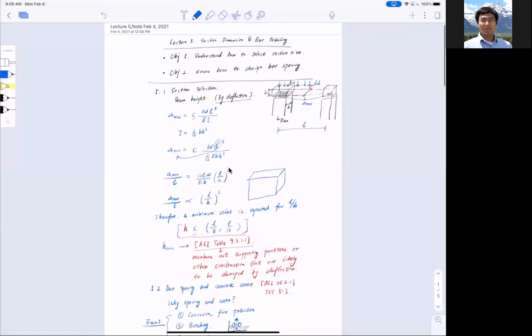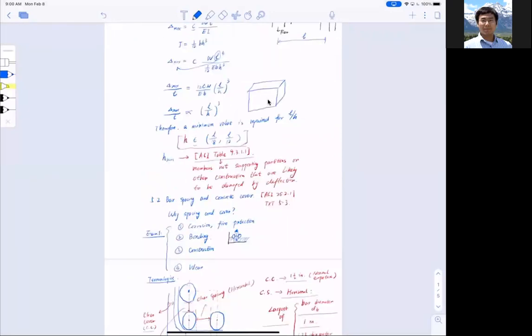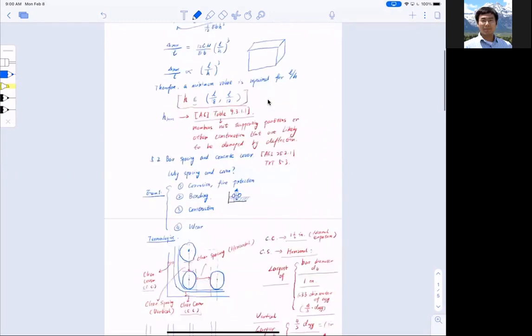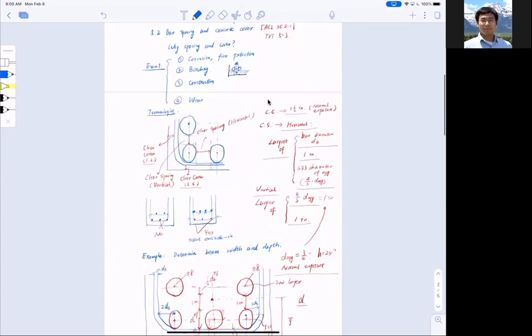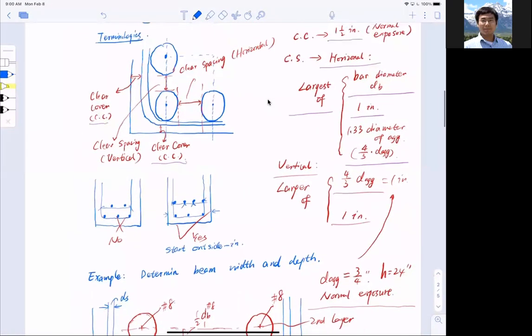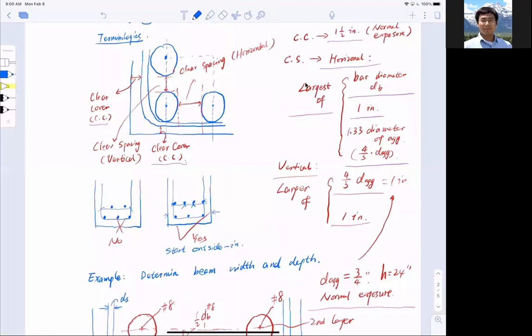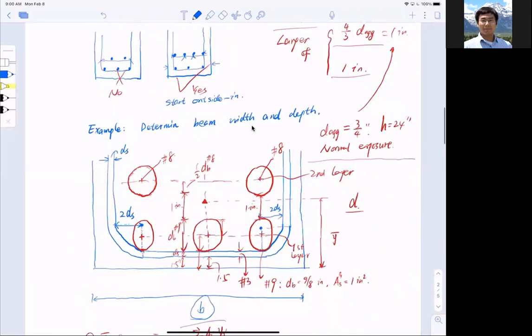Okay, so last lecture we talked about several things. First of all, we talked about how we determine the sections. The way we determine the section is by the width of the member that's supporting the beams and all that. For the height, we have to decide based on deflection control. That is, the section height has to be proportional to the span length. And then we went into the detailing, the bar spacing and all that. We talked about the terminologies of the spacings, how we determine the spacings, and so on and so forth.